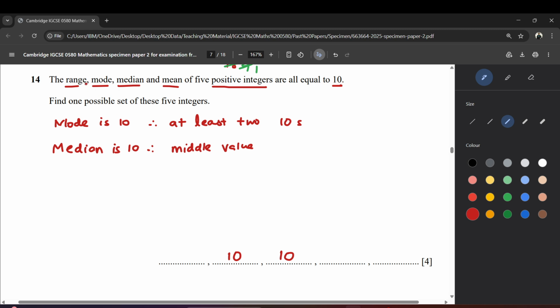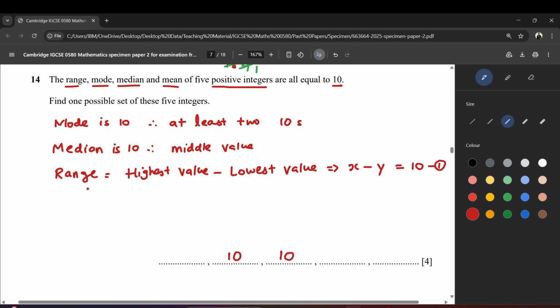Now it says that the range is also 10. What is the range? The range is the highest value minus the lowest value. Okay. So now we have to use simultaneous equations over here. Let's say that x minus y is equal to 10. Let's call this our equation number one. Then it says the mean of the 5 positive integers is also 10.